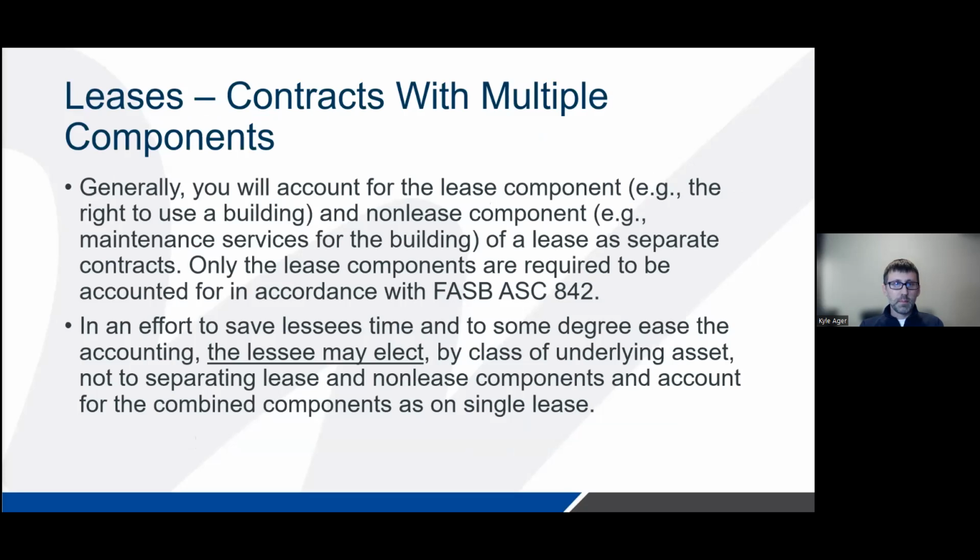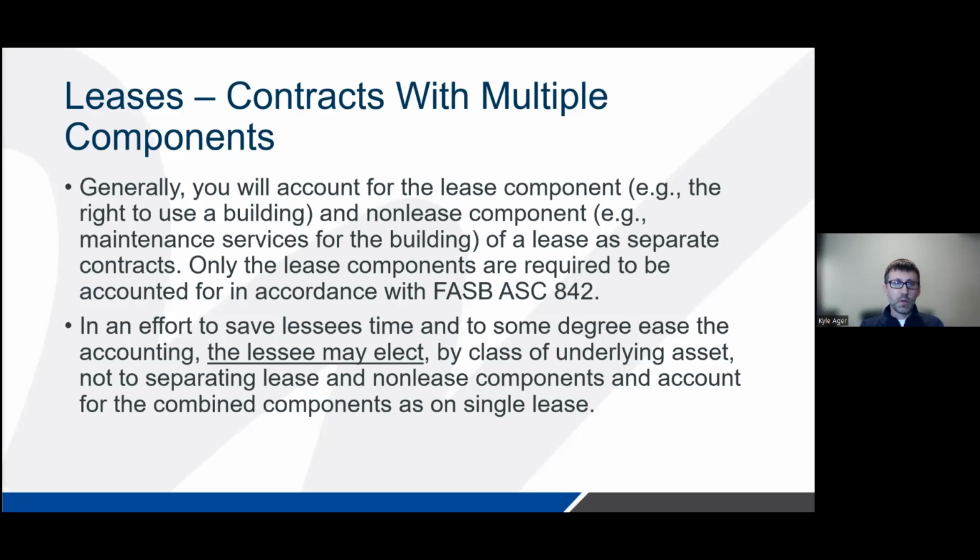So now we'll cover a little bit about contracts with multiple components. Generally speaking, you would account for only the lease component in the lease calculation and the non-lease component separately. However, this can really be a difficult thing to do in practice, as leases don't always break out specific prices for what might be the leased asset and what might be a service component. So as I mentioned before, to save time and effort, nonprofits will have an option to combine the lease and non-lease components and just call that the one entire lease component, and that would make things much easier.